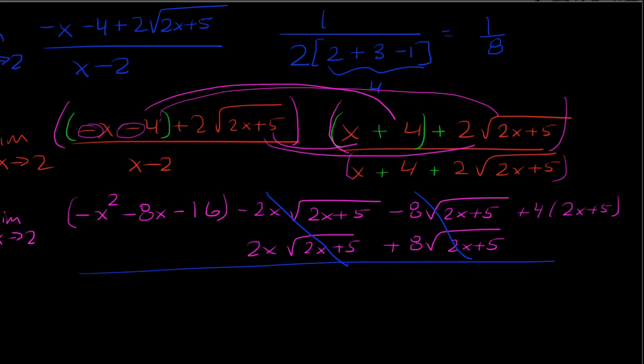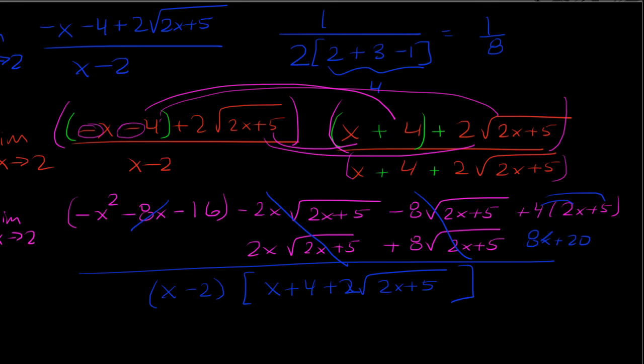Okay, and let's not forget, we still have it over x minus 2 times quantity x plus 4 plus 2 root 2x plus 5. Okay, so we can distribute out this 4 to get 8x plus 20. The 8x's are going to cancel. I have negative 16 plus 20. That'll be negative 4. I'm sorry, positive 4. So this is all that's left now. Negative x squared plus 4.